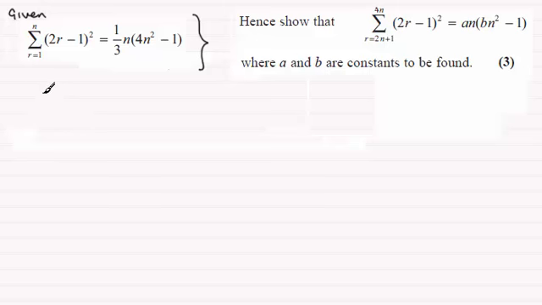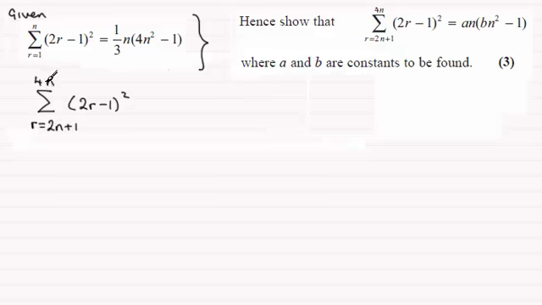So first of all, what I want to do is just copy down what we have got to sum, and that is the sum r going from 2n plus 1 up to 4n of (2r minus 1) all squared. And we've got to pick up on this result here.